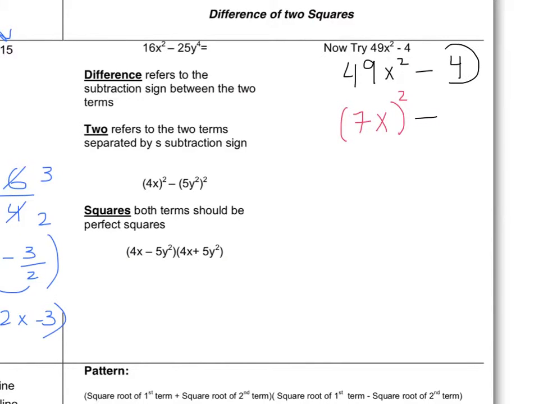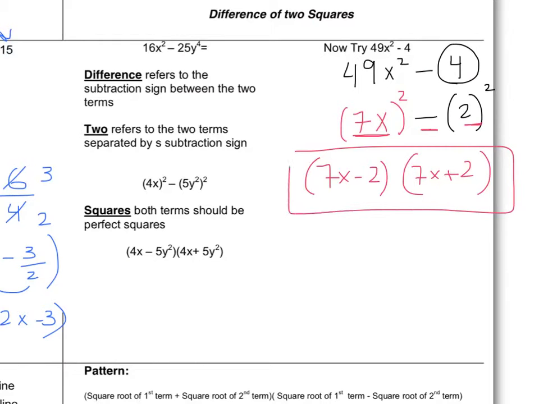Minus, can you write 4 as a square of something? Yes, you can write it as 2 squared. So as you can see, I do have a difference. I do have two terms, and they are both perfect squares. So 49x squared can be written as 7x to the power 2, and 4 can be written as 2 to the power 2. So if the difference of two squares applies, it means you have to rewrite it as the first minus the second, so 7x minus 2, and then you write the first plus the second, 7x plus 2. And that would be it.